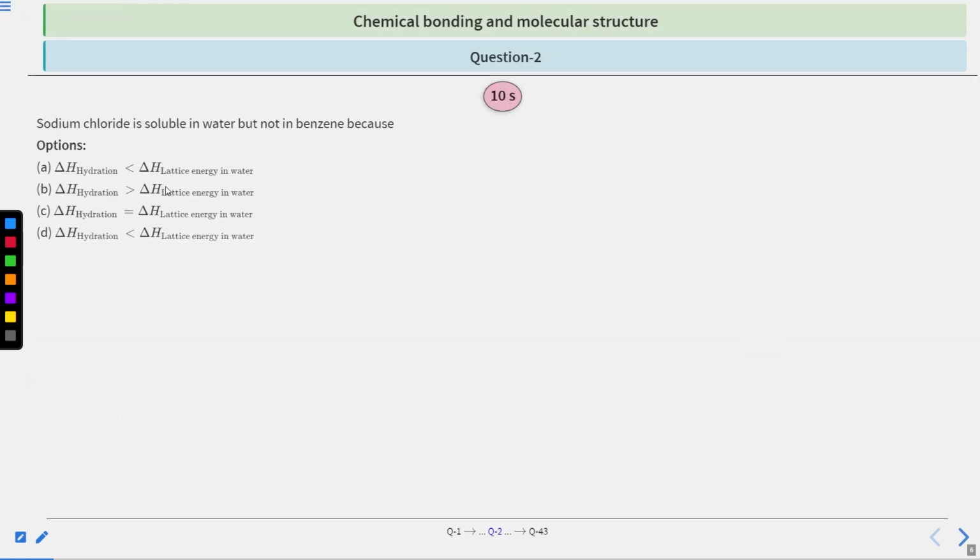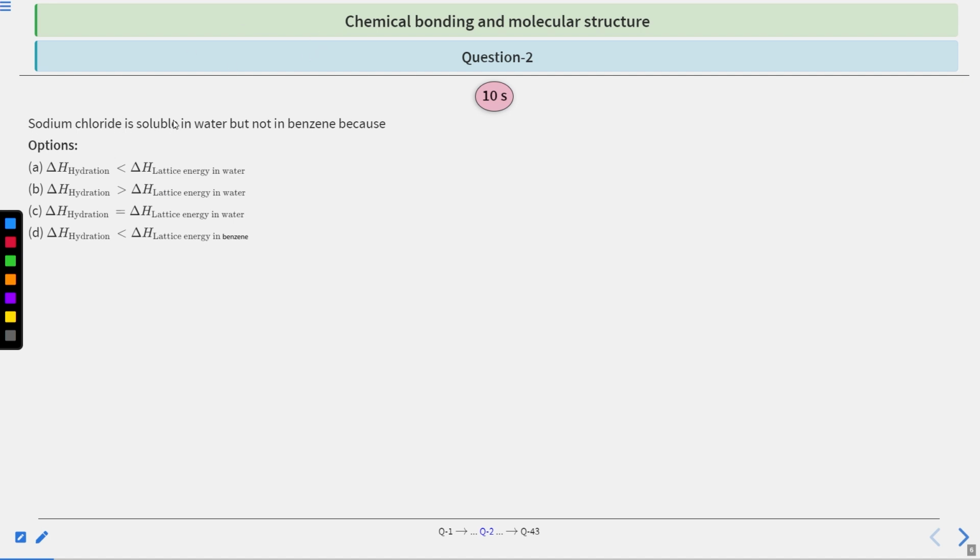Okay, so moving on to our next question, question number 2. Sodium chloride is soluble in water but not in benzene because, options are: delta H of hydration is less than delta H of lattice energy in water; delta H of hydration is greater than delta H of lattice energy in water; delta H of hydration is equal to delta H of lattice energy in water; or delta H of hydration is less than delta H of lattice energy in water. So you have 10 seconds to solve this question. After that, we will see the answer.